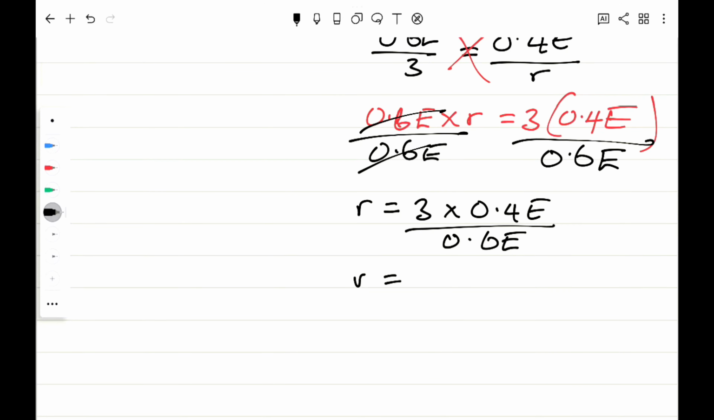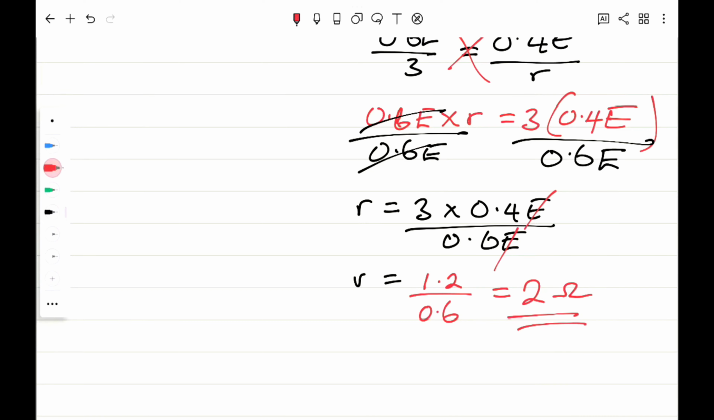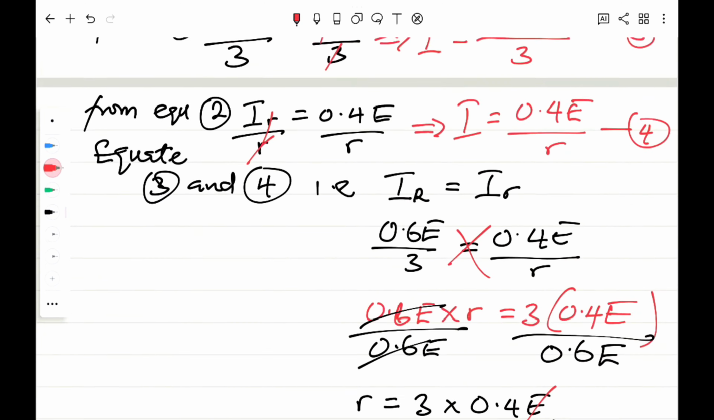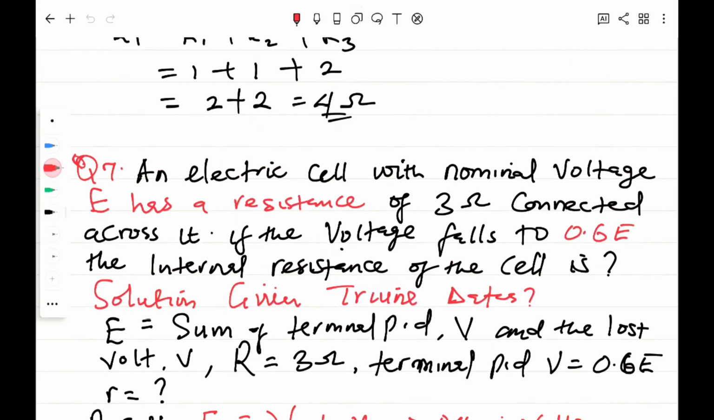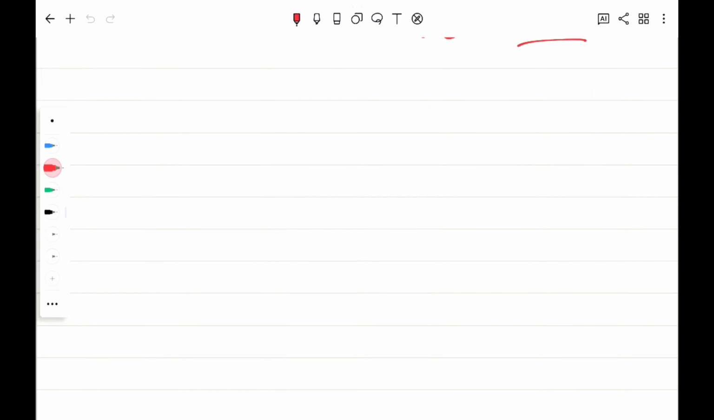So that r is equal to, if you cancel this out, what are you going to have? 3 times 0.4 divided by 0.6 will give you 1.2 over 0.6, which is equal to 2 ohms. That becomes our final answer to this question. Don't forget that under this topic, you must not forget your EMF, your terminal PD, and the lost voltage. The combination of these three will give you the answer to any question that comes under this topic.